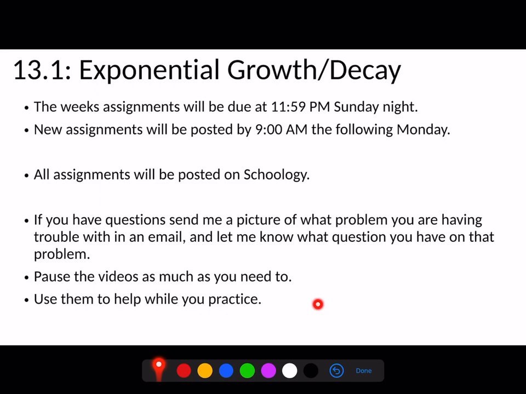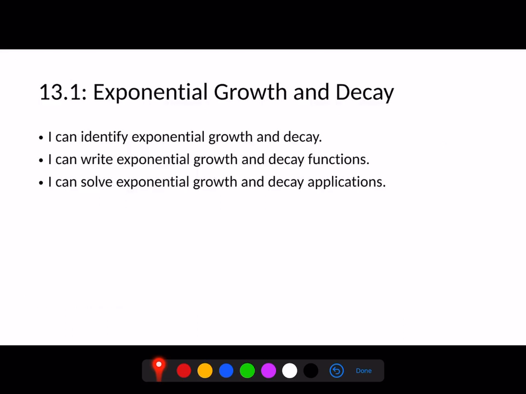These are the notes that we covered before we left, but that was about 3 weeks ago, so I want to make sure that we cover this once again. So, today we're covering 13.1 exponential growth and decay. What you guys will be tested on is I can identify exponential growth and decay, write exponential growth and decay functions, and solve exponential growth and decay applications. So those are the 3 things that we'll be going through today.